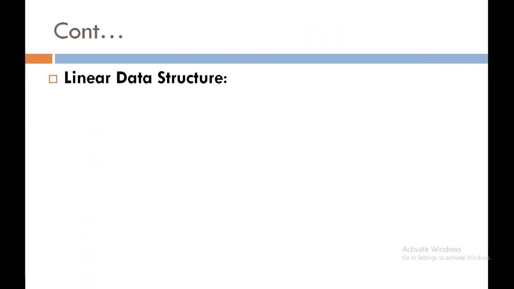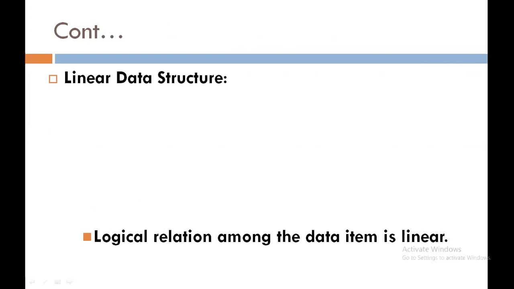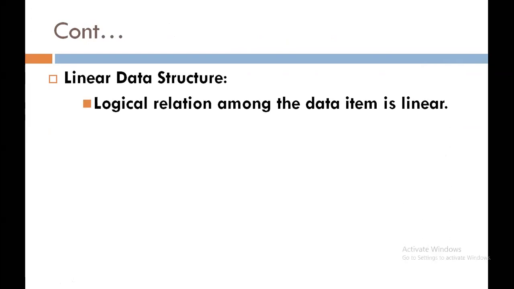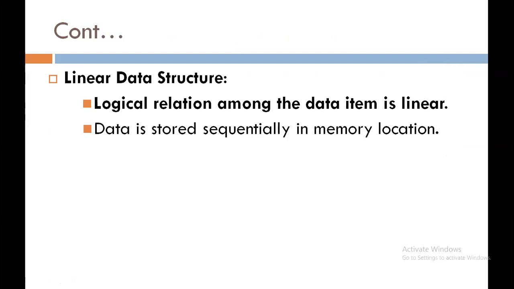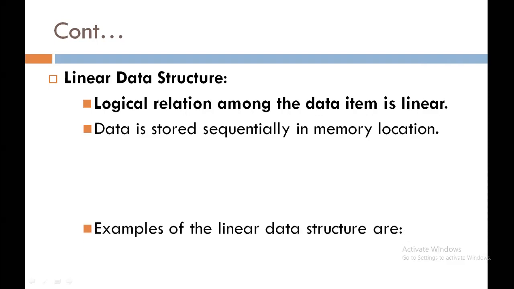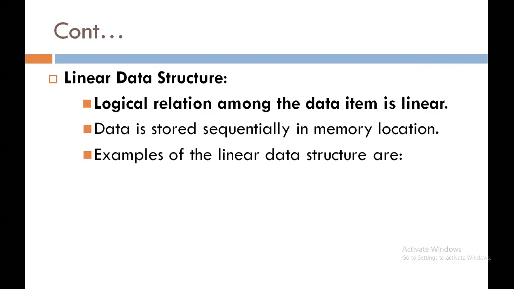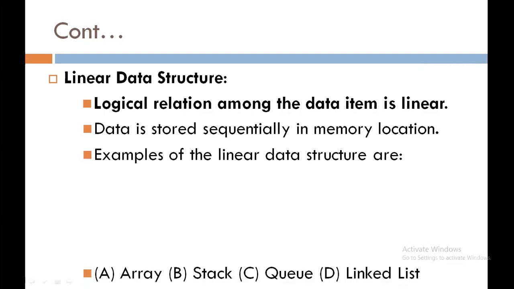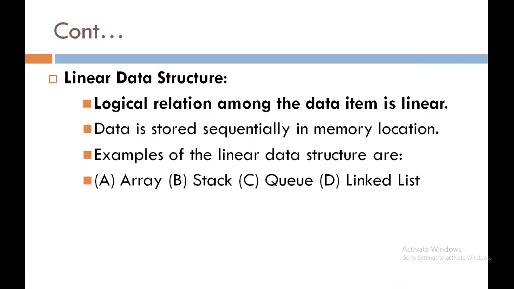Now start with the first category, linear data structure. First of all, the definition. In this data structure, the logical relation among the data items is linear, meaning data is stored sequentially in memory locations, that is, stored one by one. Examples of linear data structures are array, stack, queue, and linked list.